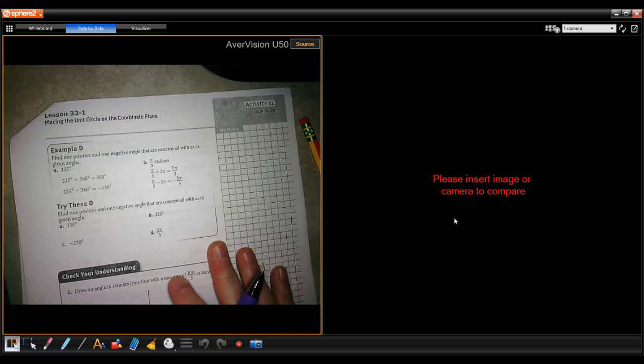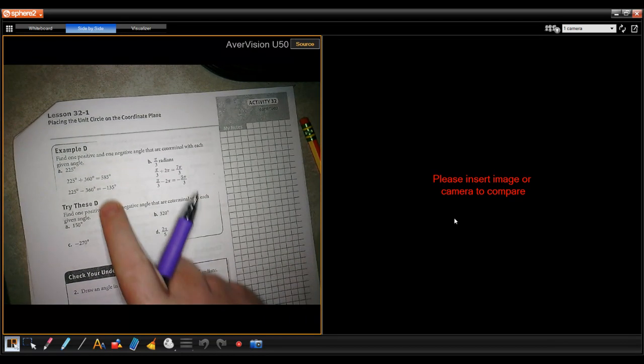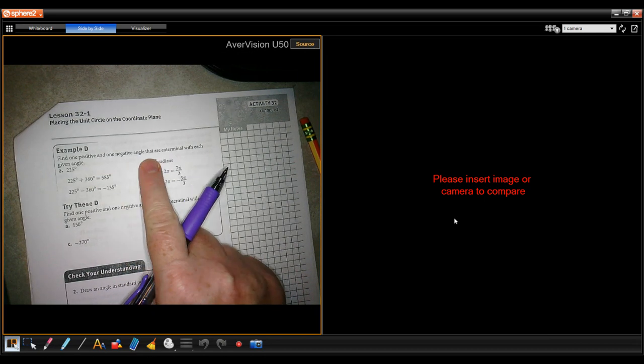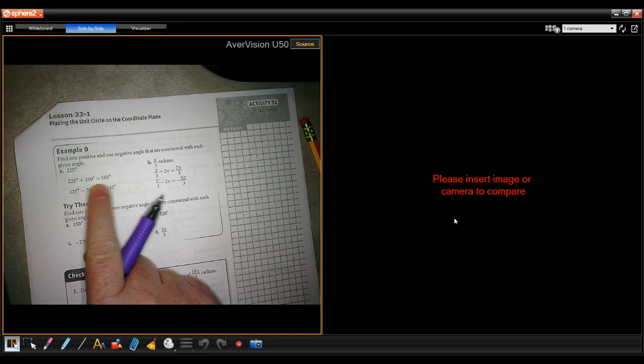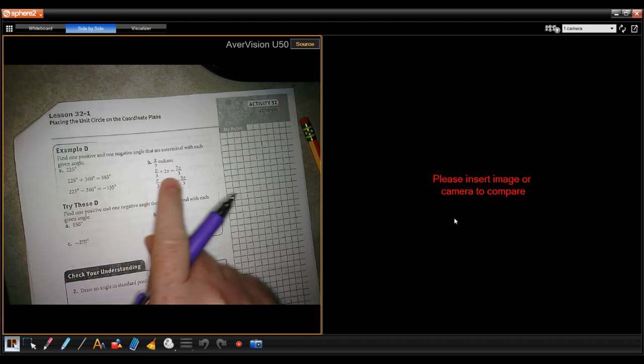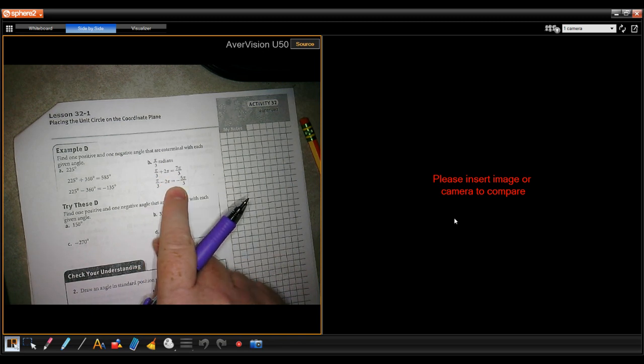Okay, let's keep reading. Find one positive and one negative angle. So that means you're going to add and subtract. See how they did that? They did 225, and they added 360 to get another positive one. And then here you subtract 360 to get a negative one. Same thing here. Add 2 pi, subtract 2 pi.